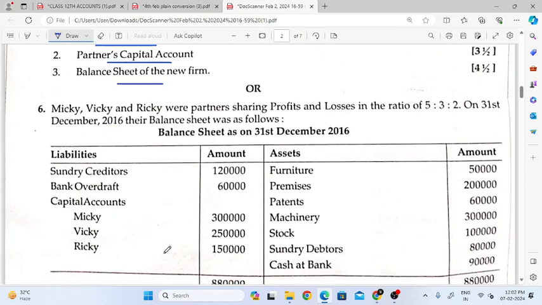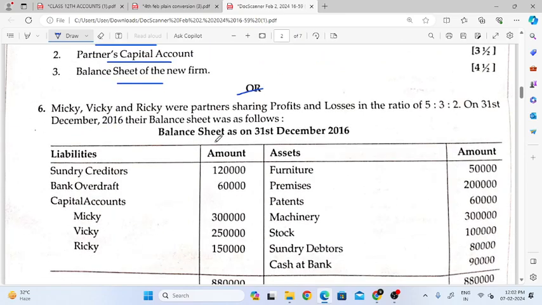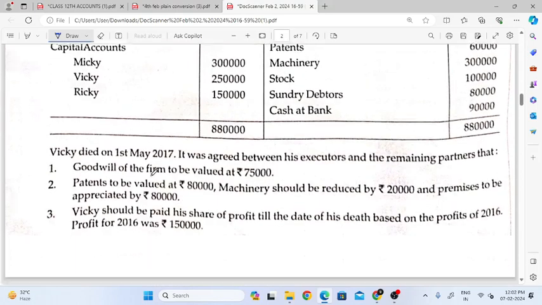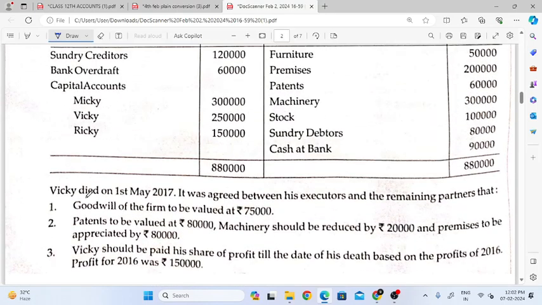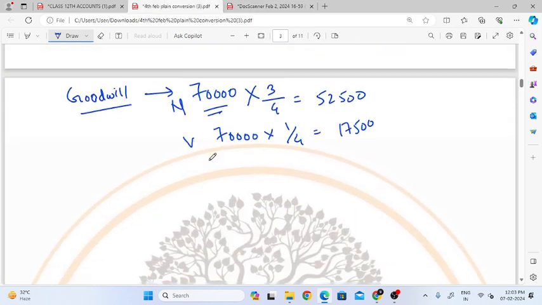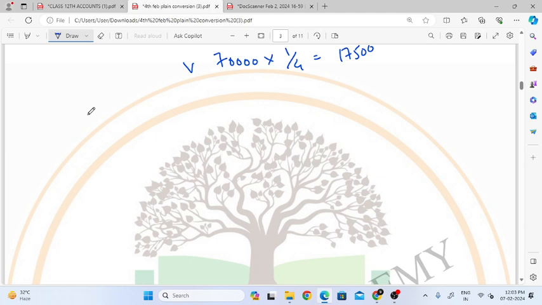Then we'll move to the next question, where you will get either admission, retirement or death. So this is the question with regard to the death of a partner. Mickey, Vicky and Ricky were partners sharing profits and losses in the ratio of 5:3:2. I'll just prepare the revaluation account over here.